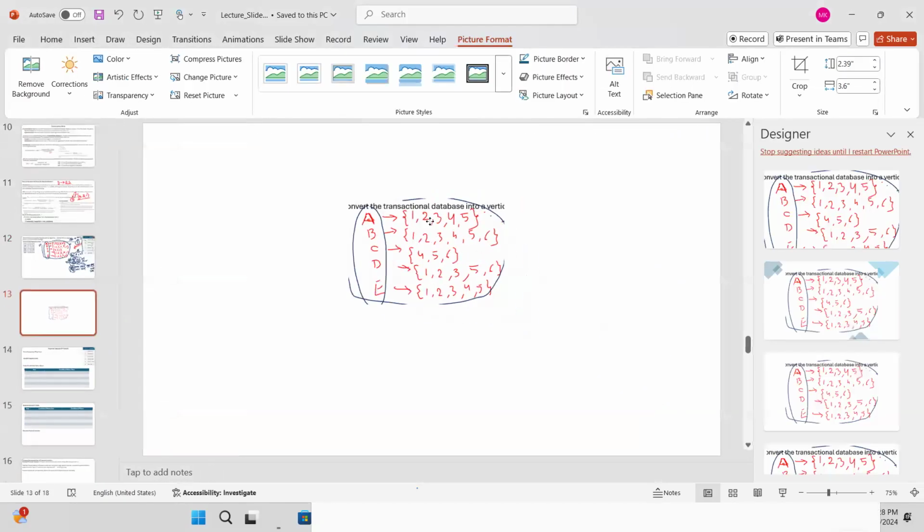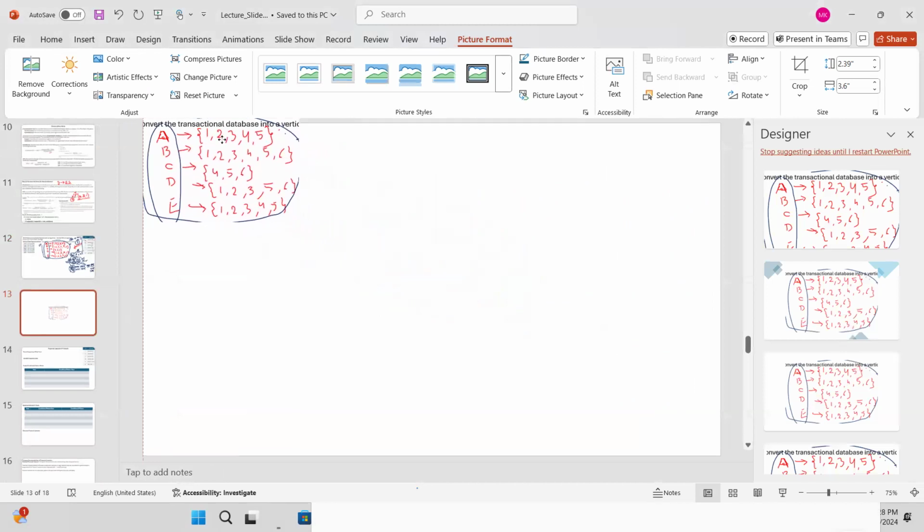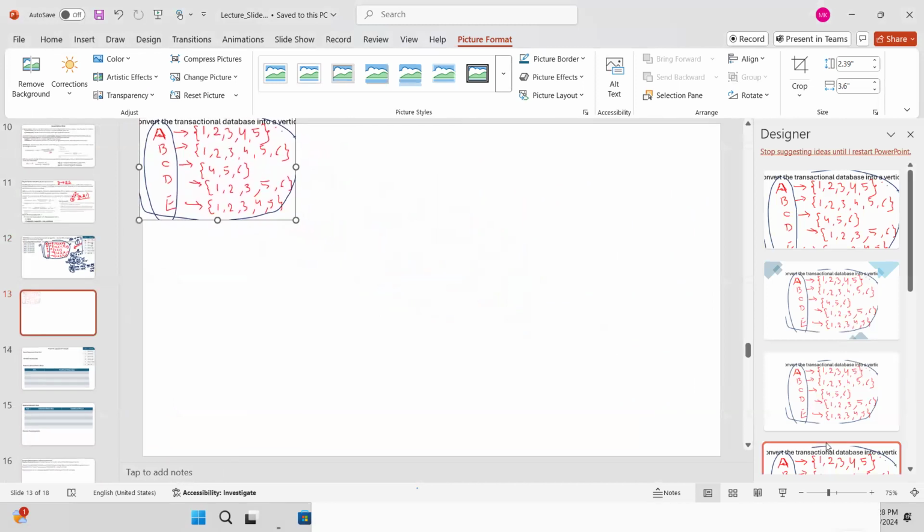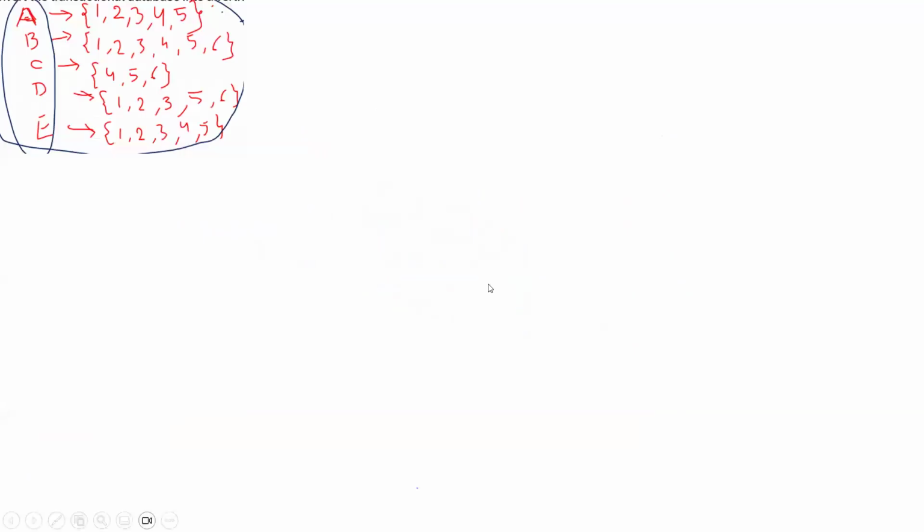Now we converted the transactional database to this, right? This is the vertical format we have now. Now we are trying to generate the lattice from this and eliminate everything that.